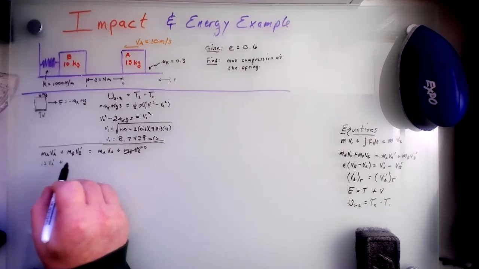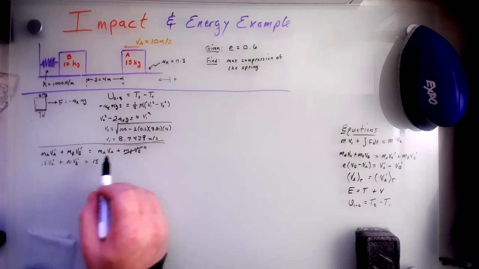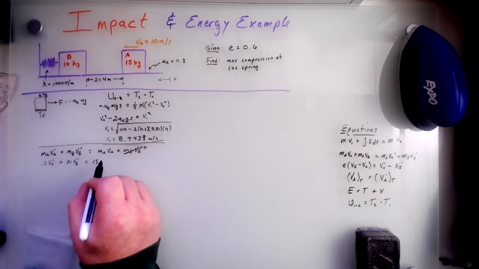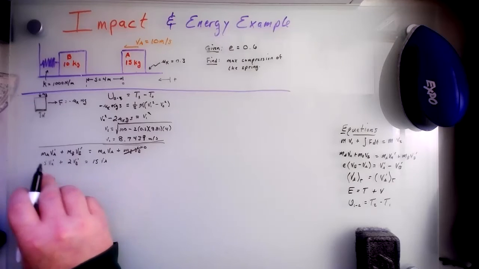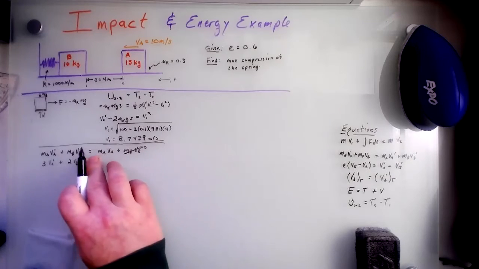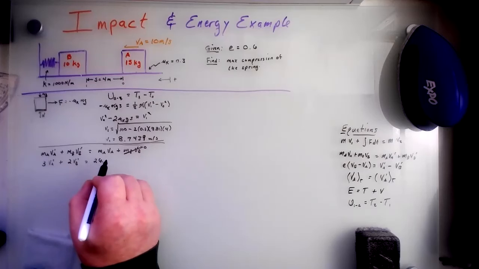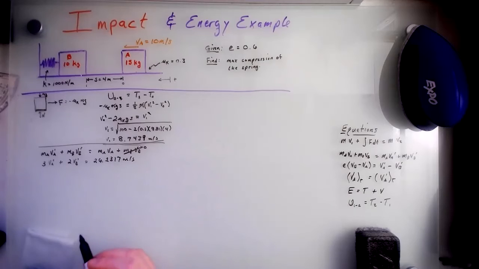15 VA prime plus 10 VB prime is equal to 15 VA, and VA is this guy here. Before we do that though, let's reduce these. This will be VA still, but we can reduce these. We divide everything by 5, this becomes a 2, this becomes a 3, and this term becomes 3 times this guy here. So 3 times 8.7439. So that times 3. And that's going to be equal to 26.2317 meters per second.